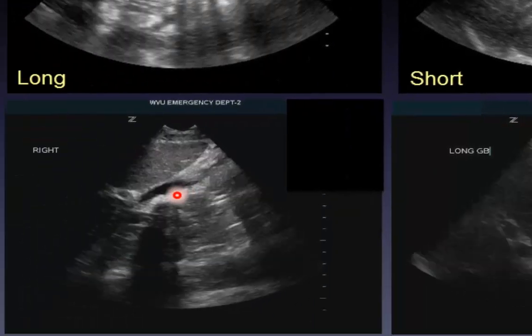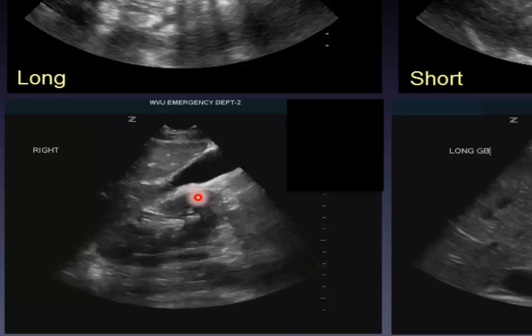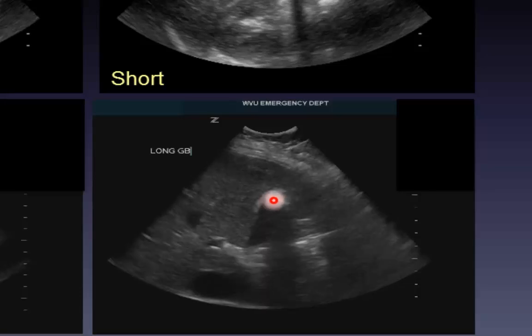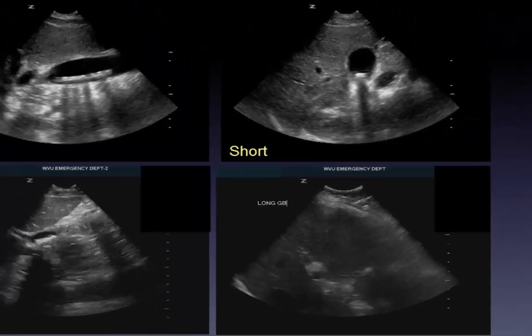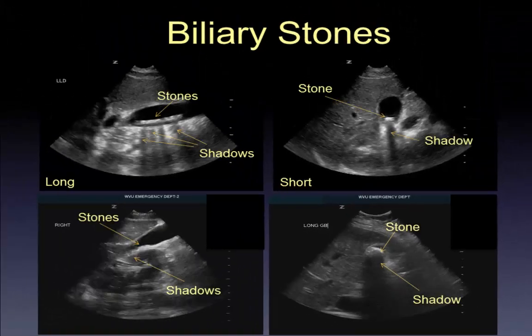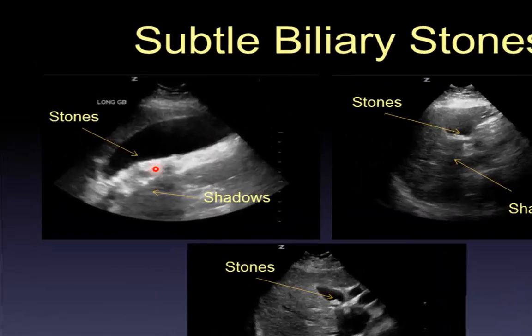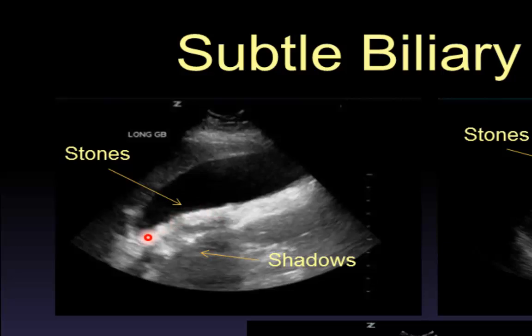And these little clips here, again, you see stones down towards the neck. You can see the acoustic shadows. And in this view, we've got a big stone more towards the fundus, and you can see the acoustic shadow. And a few labels. A couple more examples. Again, the more you see, the better. These are more subtle right here in this gallbladder. They just interrupt that smooth curve you would expect.